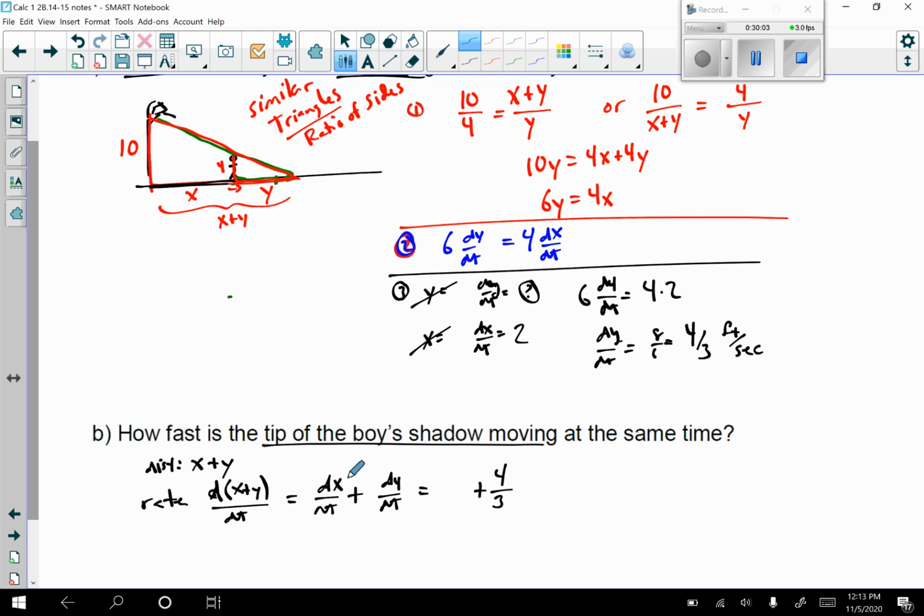So what we're saying is the shadow is getting bigger at 4/3 feet per second. Well, the dx/dt, the boy's walking at 2. So it's going to add 2. 2 is the speed that you look at that tip of the shadow moving along the ground. So 2 and 4/3, that's not good. 2 plus 4/3 is going to be 10/3. That's the better way to write it, and that is in feet per second. So the tip of the shadow is moving at the rate that he's walking plus how it's getting longer at that time. So that is the idea for the shadow problems.